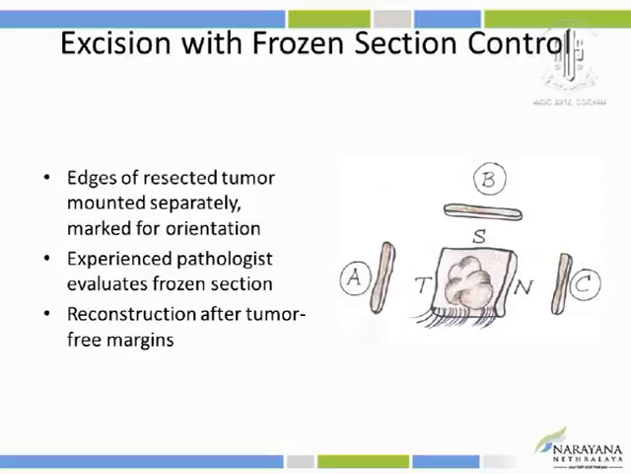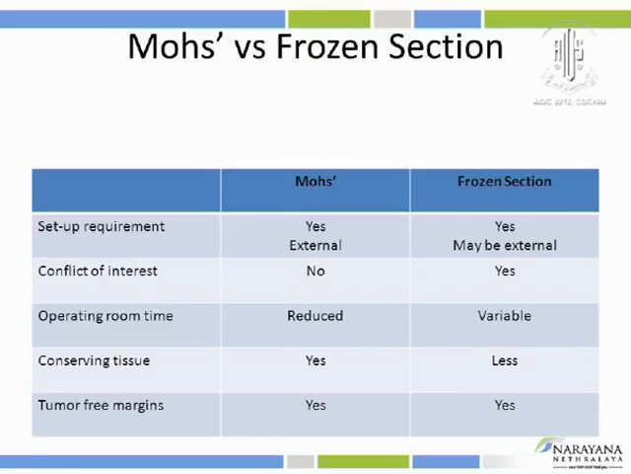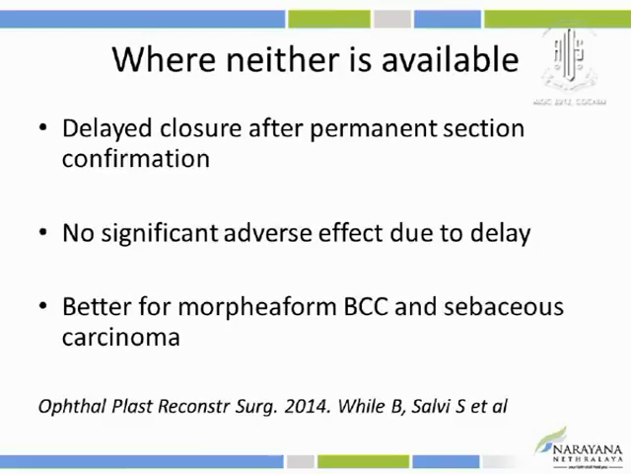However, in a frozen section control, the edges are mounted separately and the pathologist can evaluate. So there are certain differences in Mohs and frozen section. For us, a very important point is there is a conflict of interest when the same surgeon is excising and reconstructing. So we need to be very conscious that we are definitely taking the entire margin. And where neither is available, a delayed closure after permanent section confirmation is appropriate. There's no significant adverse effect.